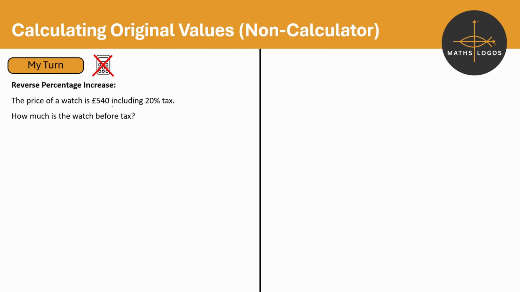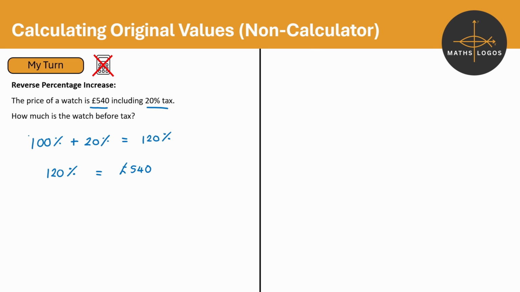So the price of this watch includes 20% tax. And the way we could think of this is that if the watch originally was 100% and we've added on 20% of that value as a tax, that leaves us with 120%. And this value of £540 includes the 20% tax. So what we can say is 120% of the watch's value is equal to £540.